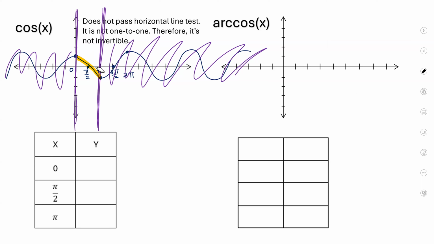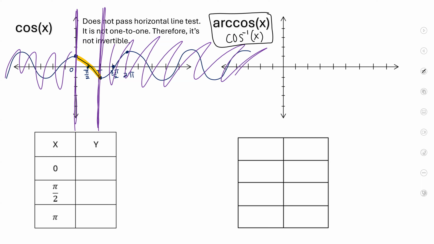We call the inverse arc cosine. You'll see it written like this, and you'll also see it written like this. These both mean the same exact thing. That is the inverse of cosine.